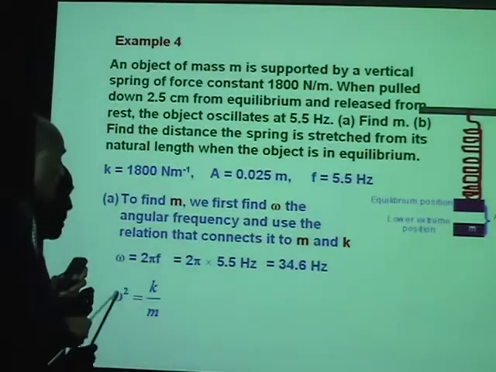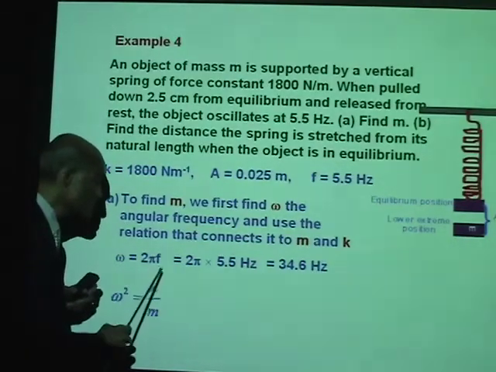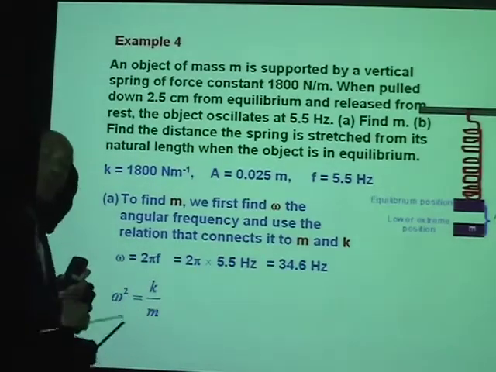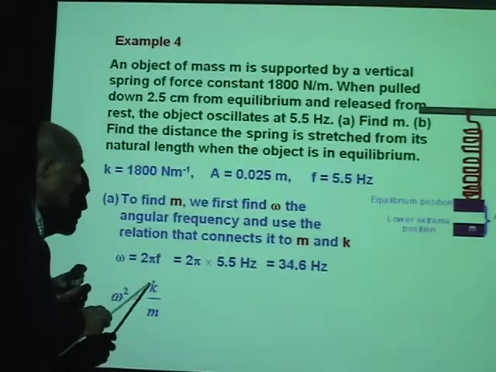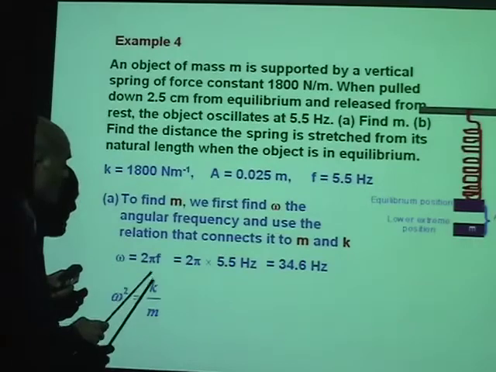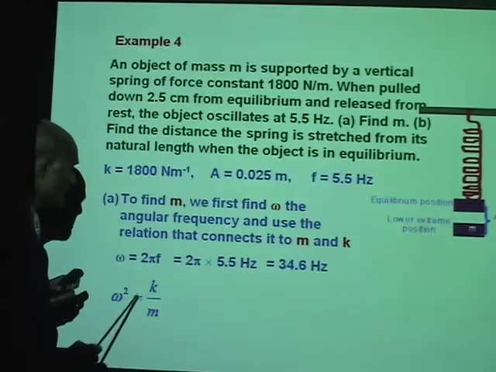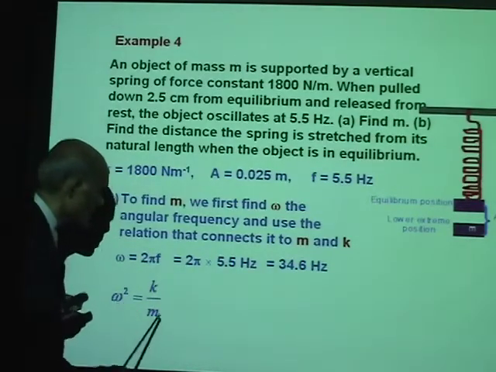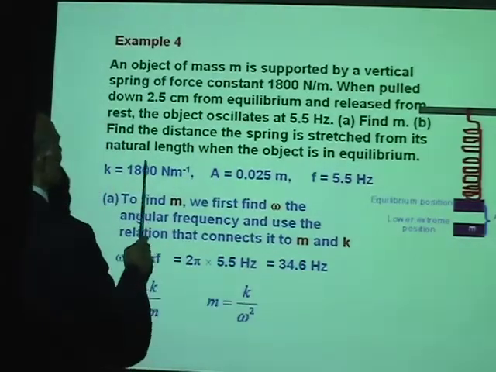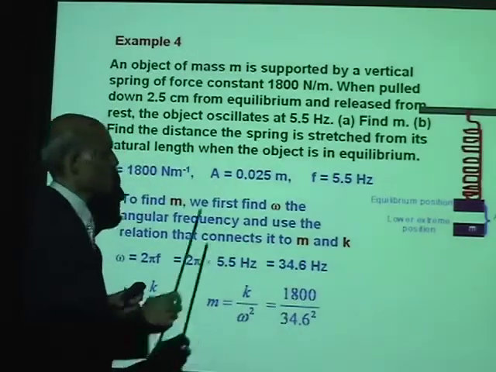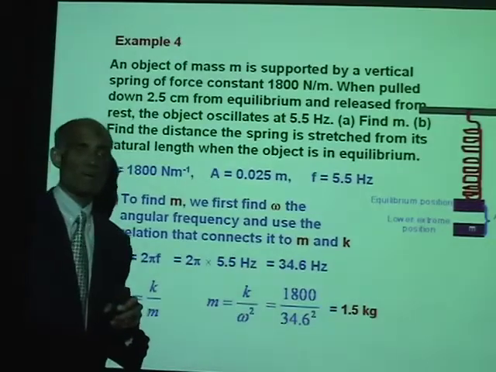You know omega squared equal to k over m. Is that right? Omega equal to square root of k over m, but it's easier to square it. Omega squared equal to k over m. We need m. Can you solve for m from there? Well, m will be equal to k over omega squared. So m equal to k over omega squared, that will be 1800 divided by 34.6 squared, that is 1.5 kilogram.